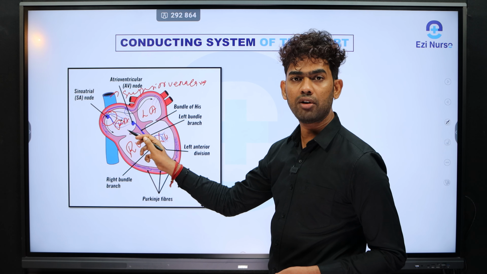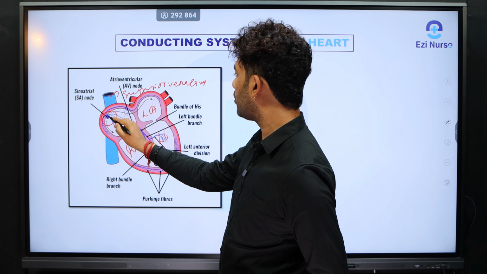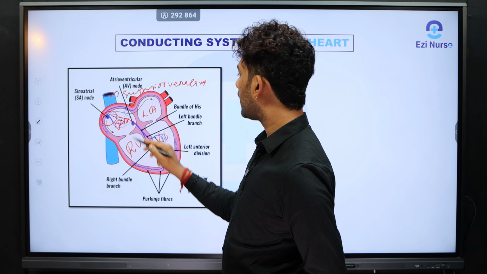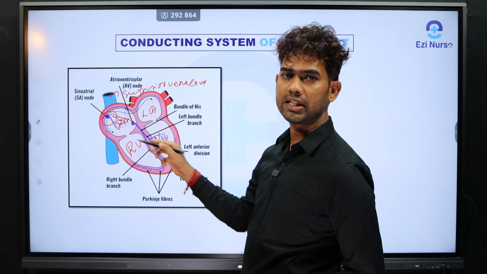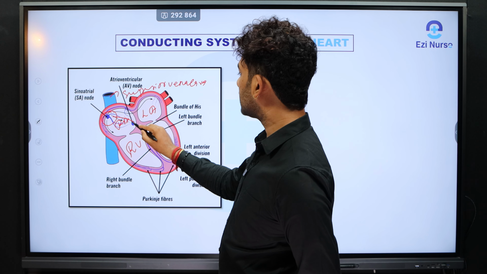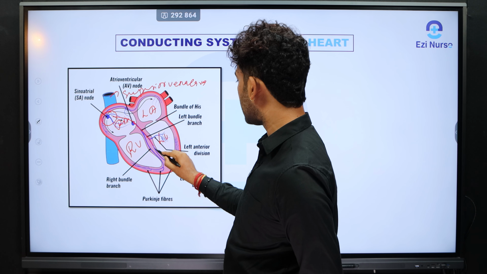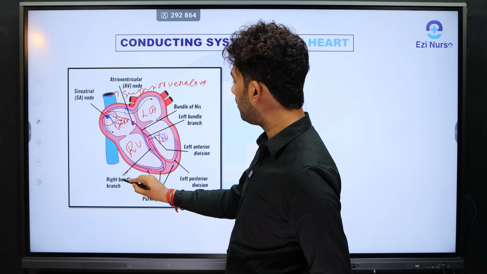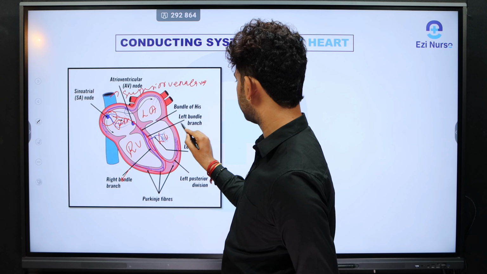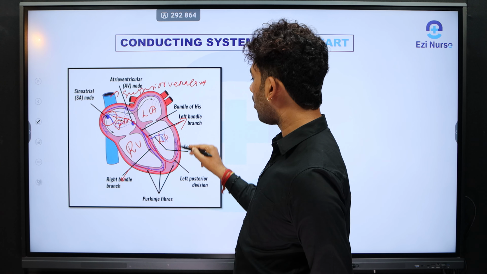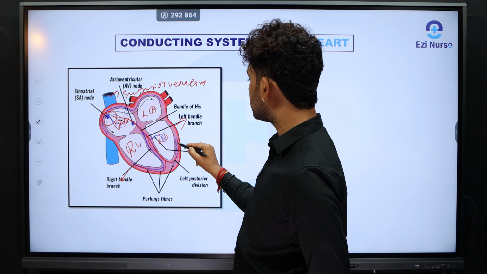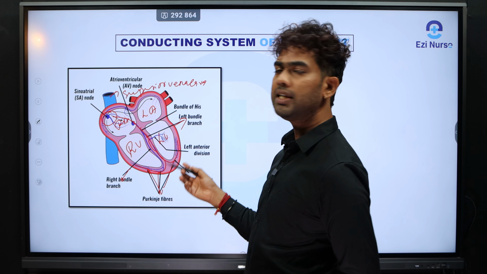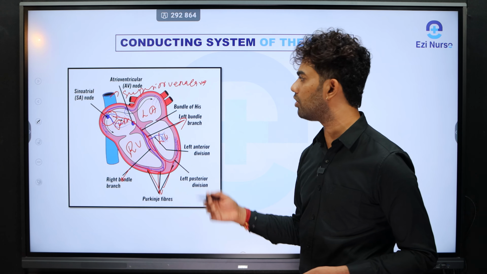The electrical impulse starts from the SA node, and travels through the AV node. The AV node is situated in the interatrial septum. Then the electrical signal passes through the bundle of His, and the bundle of His divides into two branches, the right bundle branch and the left bundle branch. At the end of the right and left bundle branches, we can see some narrow structures that we call Purkinje fibers. That is about the conducting system of the heart. We can go into detail.